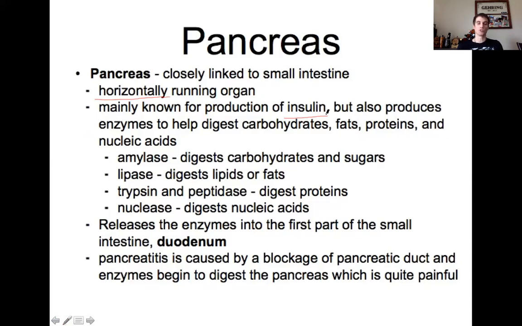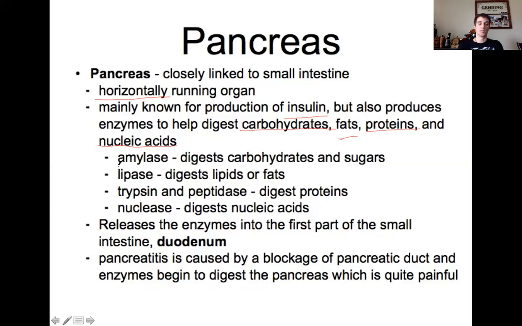But your pancreas also produces enzymes to help digest your carbs, your fats, proteins, and nucleic acids. These are your 4 organic substances. And so these are the things that are broken down by enzymes produced in your pancreas.